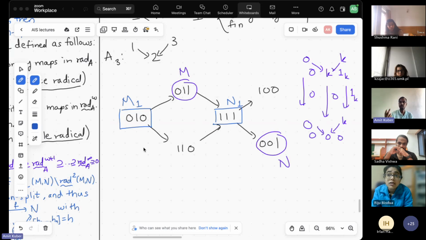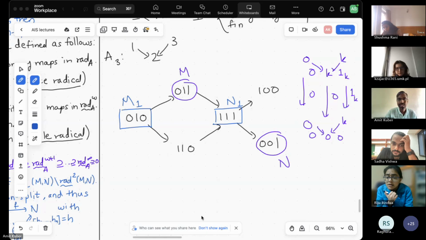Does it lie in radical cube? Is there any map here which lies in radical cube? Is there any map which lies in radical to the power 4? I guess after radical cube, it is 0. Exactly, because you have to talk about the chain. Definitely after radical cube, it is 0. But is radical cube non-zero or not? This is something which you should probably think about.